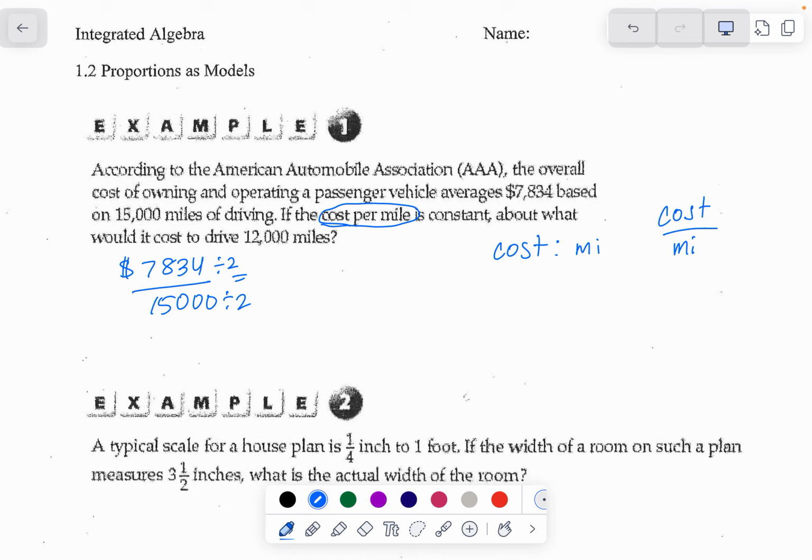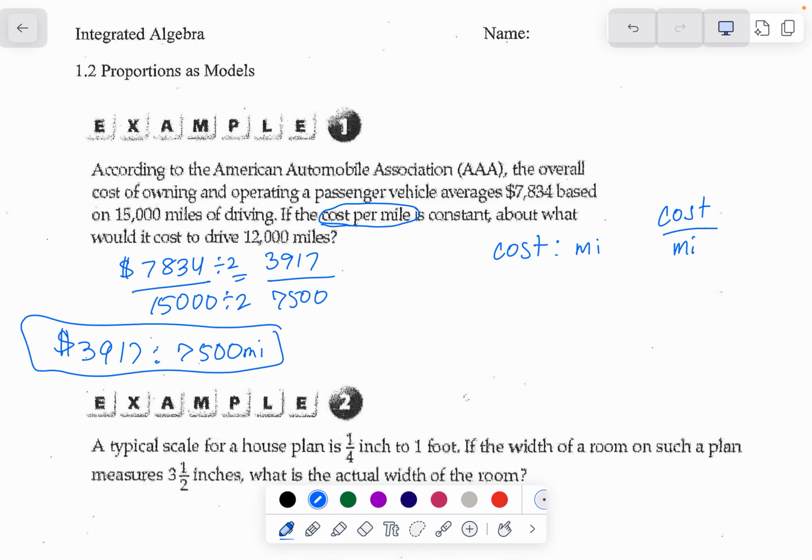Okay, so if we divide the top by 2, you get 3,917. If you divide the bottom by 2, you get 7,500. So our scale is $3,917 per every 7,500 miles. Okay, so that's our scale. Okay. So now let's answer the question.